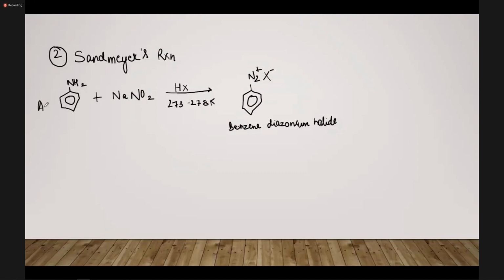But the second step is different for these species. So this is step number A. And step number B for X, which is chlorine and bromine. The second step will be it is treated with cuprous halide.